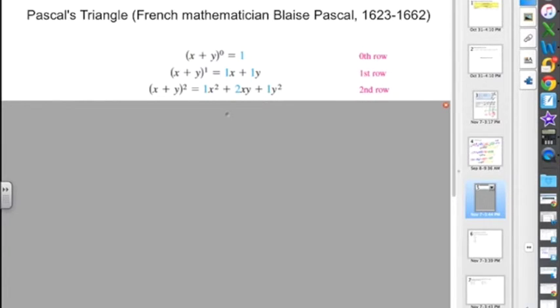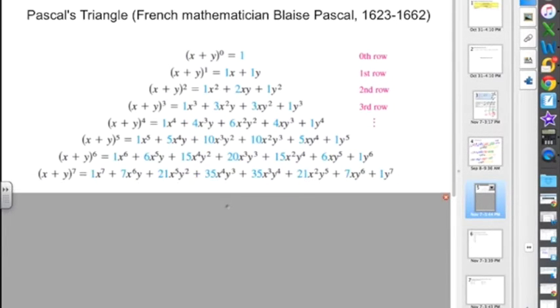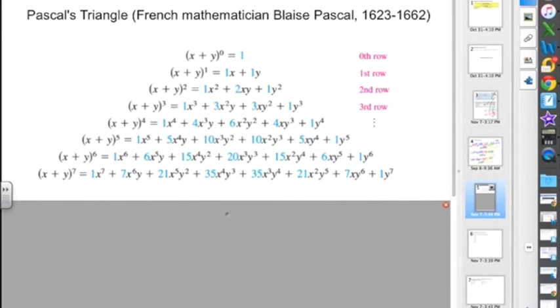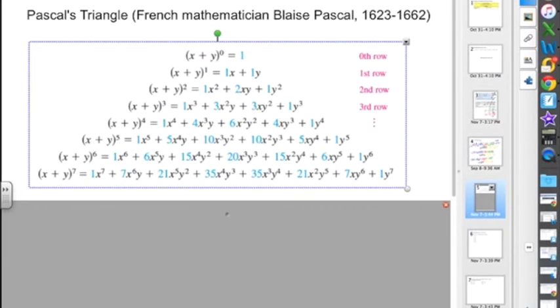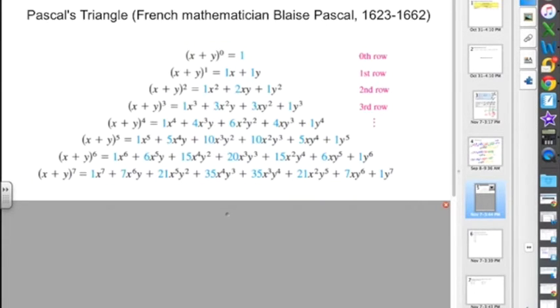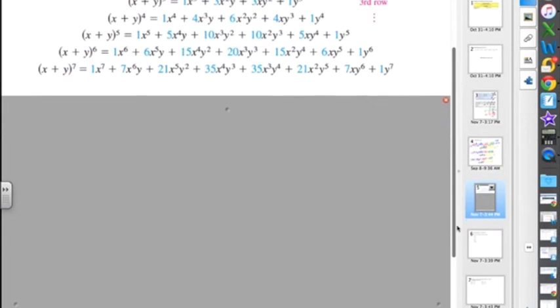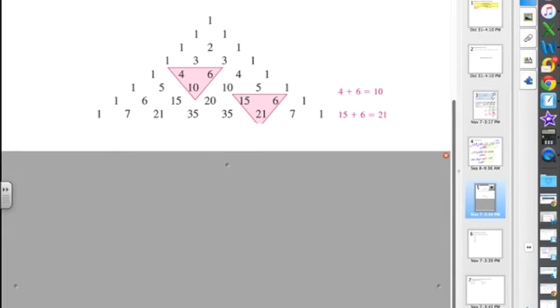So he kept going. X plus y squared foils out into x squared plus 2xy plus y squared. And he saw the pattern 1, 2, 1. So he kept going and going even past this. And you can see the pattern. He saw that, hey, here's a 1, 3, 3, and 1. Here's a 1, 4, 6, 4, 1. 1, 5, 10, 10, 5, 1. Here's the row that we just used. 1, 6, 15, 20, 15, 6, and 1. And he started to look at patterns. He started to see relationships here. Okay? And let me actually give you one where all the X's and Y's are gone so you can just focus on the coefficients. All right?